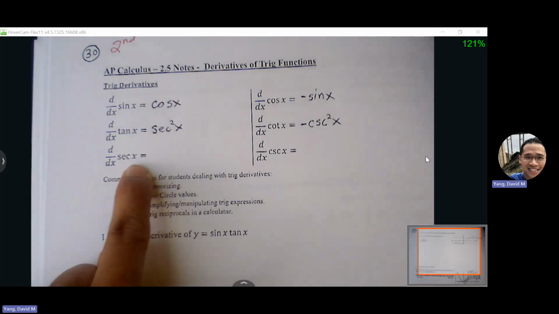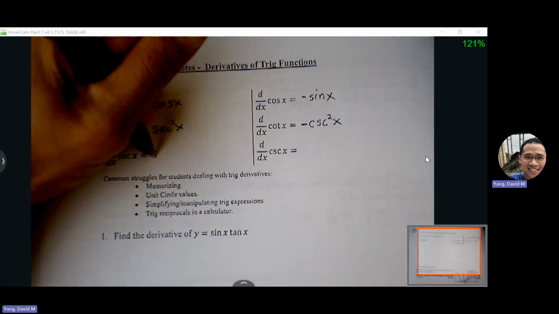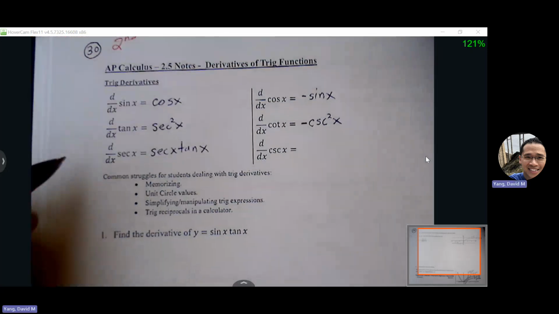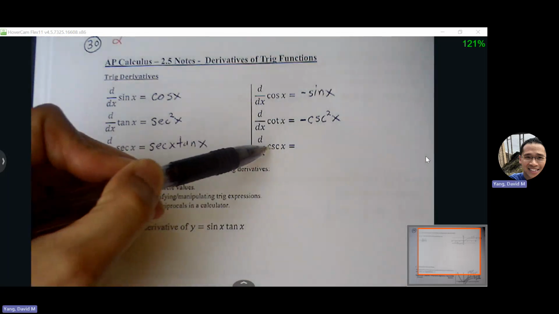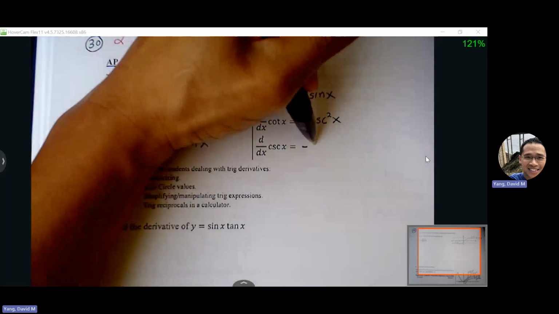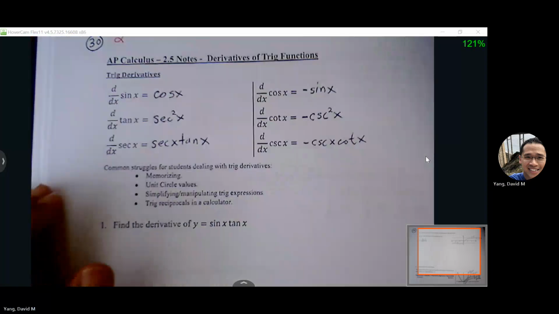Secant's derivative involves itself and the one above it. So secant is just secant x tangent x. And if you had to guess, what do you think cosecant's derivative would be? Yeah, cosecant, cotangent. And if you look, all these are negatives here. So it's going to be negative cosecant x cotangent x.